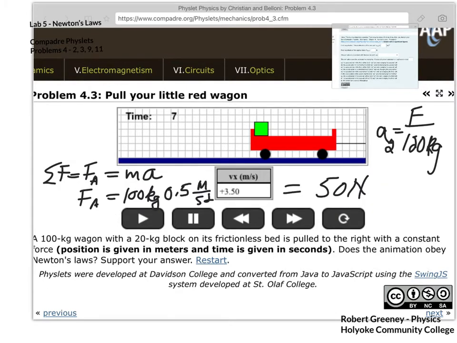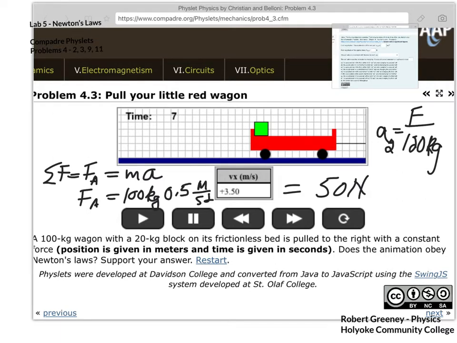So did you get this? The net force is just the single applied force, equals the mass times acceleration, and the mass in the first part is just 100 kilograms times the 0.5 meters per second squared. We end up getting that the applied force is 50 newtons. Now remember, this is constant, so the 50 newtons goes here. We have a new mass, 120 kilograms. The acceleration in the second part should drop to that amount.